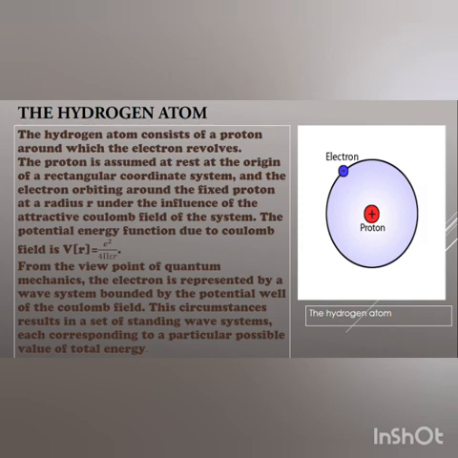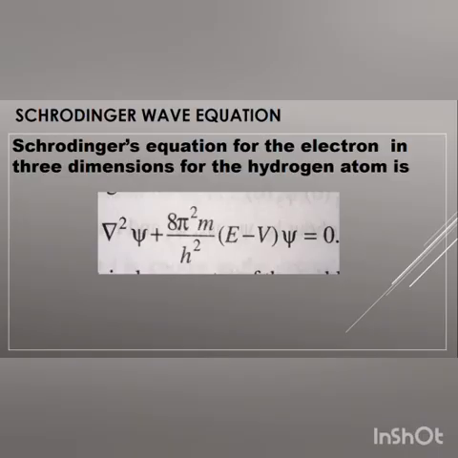So let us see, when we solve the time independent Schrodinger equation for the hydrogen atom and also include the potential energy of the electron, what new information do we get? For solving this equation, first of all, we write the Schrodinger time independent equation, and that is del square psi plus 8 pi square m by h square (E minus V) psi equals 0.